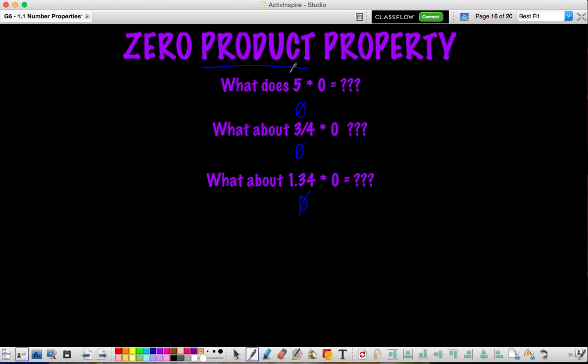So again, this is different from the identity property of addition because when you add 0, the number stays the same. When you multiply by 0, your answer becomes 0. So even if you have 15, 20, 30 numbers and in there somewhere you have times 0, your answer has to be 0.